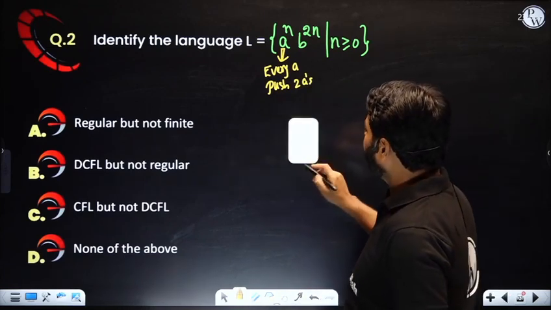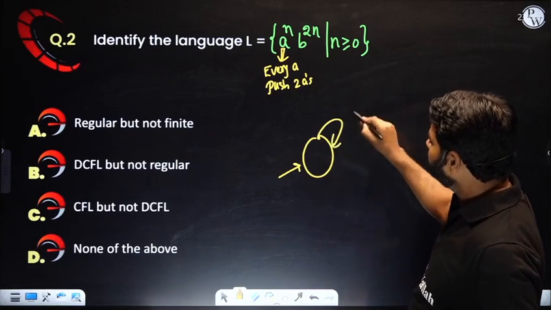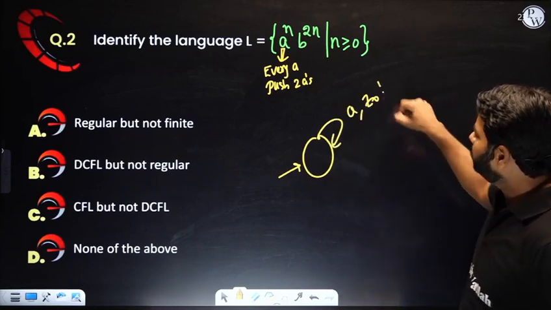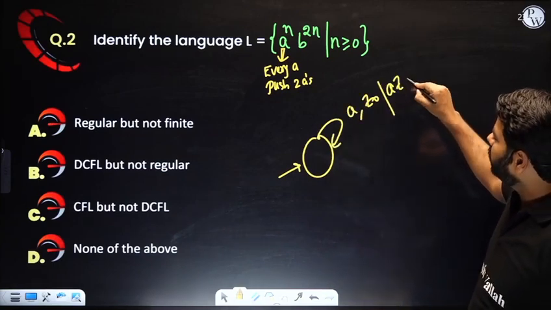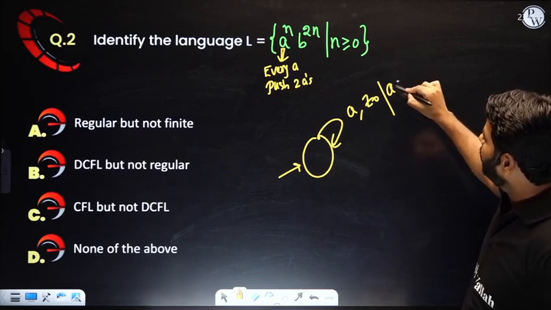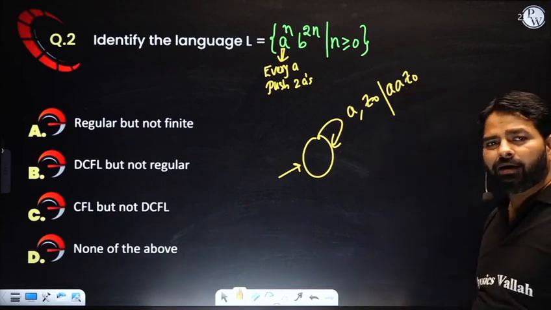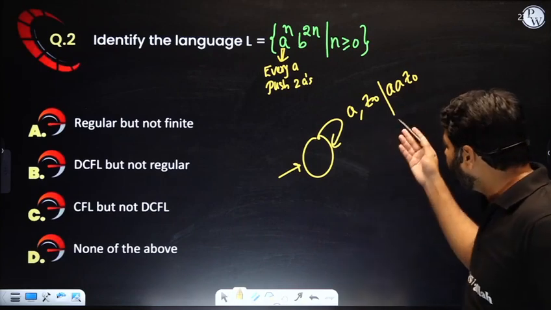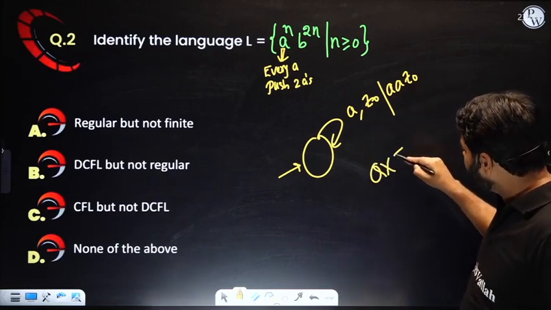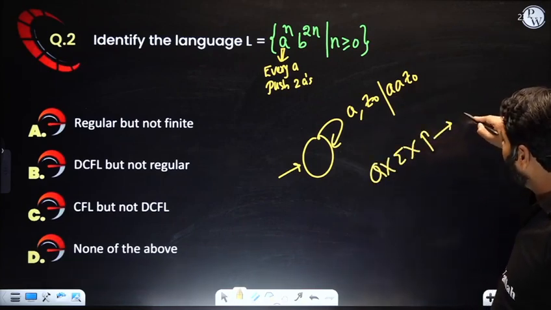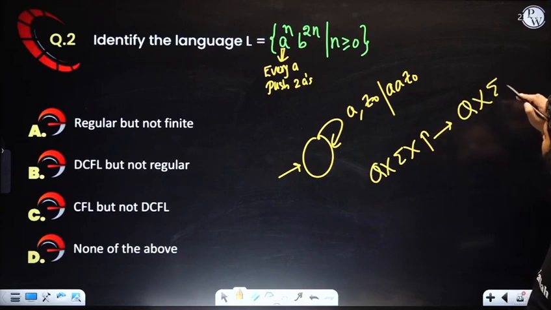Let me draw the diagram for you. You're reading a comma Z naught. How to push two a's? Two a's, right? Not one a. Double a Z naught. So how is this valid? Is it really deterministic? You see the diagram, right? Q cross sigma cross gamma implies Q cross gamma star. What is it? Gamma star.